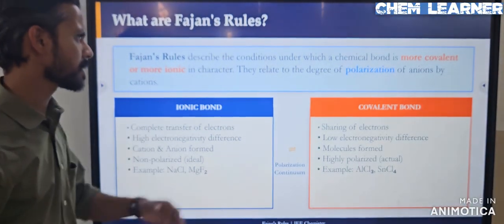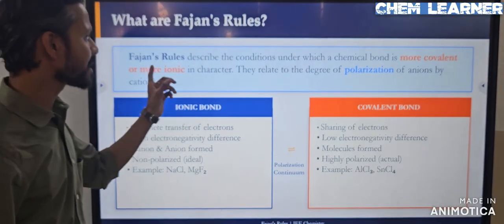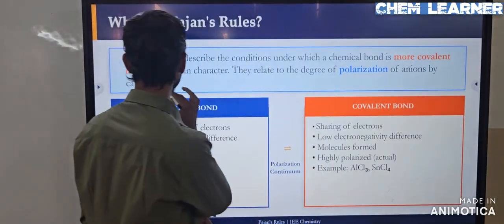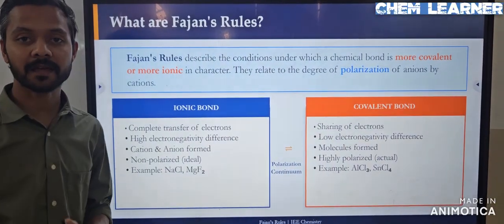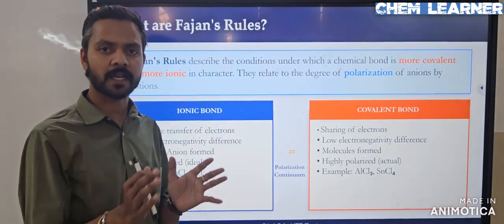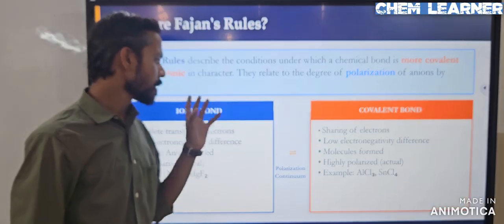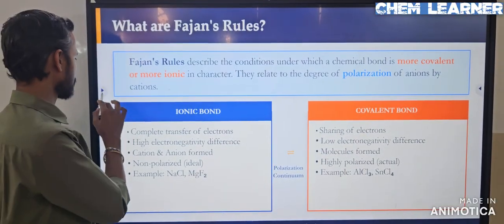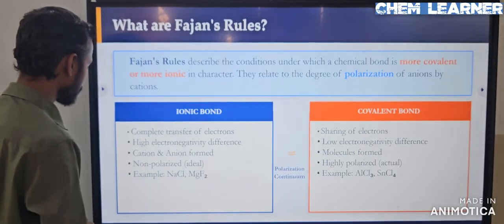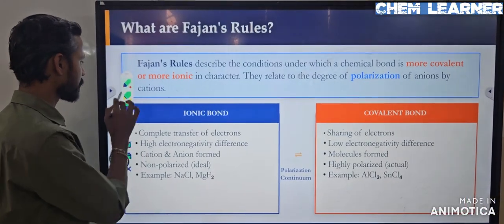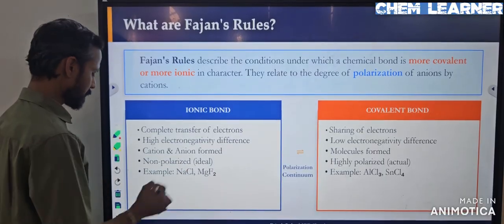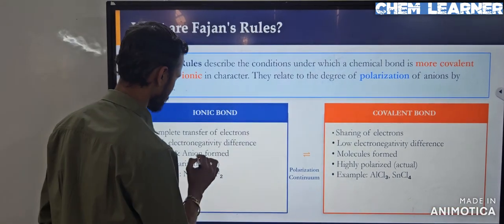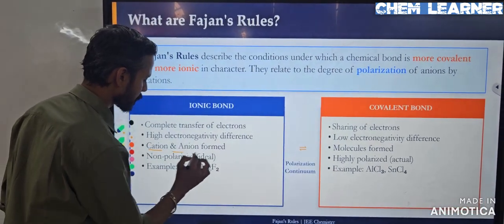We can simply say that Fajan's rule describes the condition under which a chemical bond is more covalent or more ionic in character. This is the same thing that I have explained to you before. Now, a chemical bond is basically classified into two types. The first one is the ionic bond. In an ionic bond, there is complete transfer of electrons between two atoms.